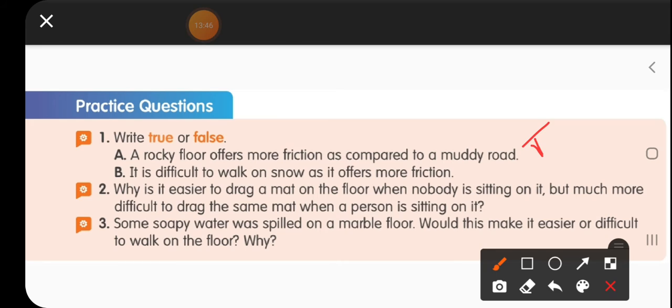Okay, it is difficult to walk on snow as it offers more friction. It is false. As it offers less friction, it is difficult to walk on the snow, because snow is also a wet surface. So less friction is there. It is difficult because you won't get a good grip and you can't walk fast. So you have to walk cautiously. The statement is wrong. It should be less here.